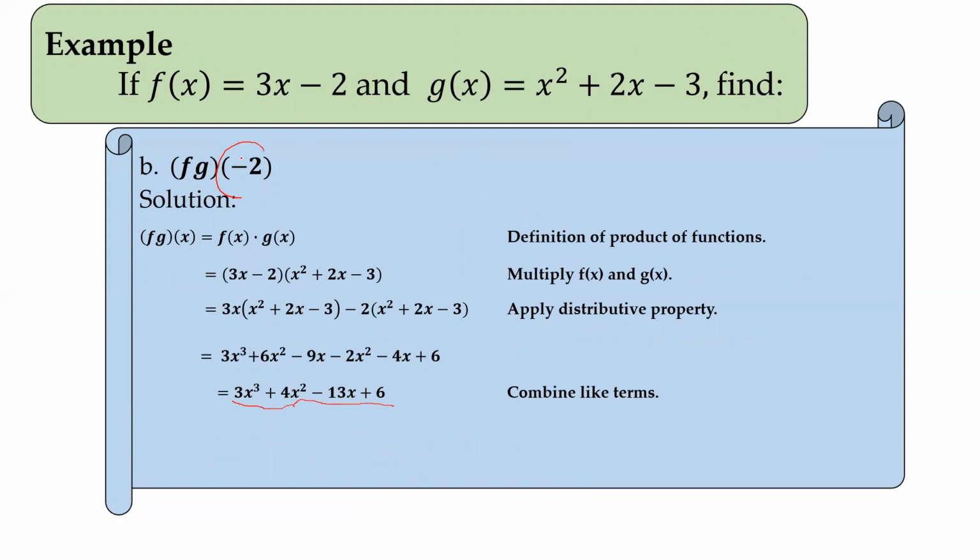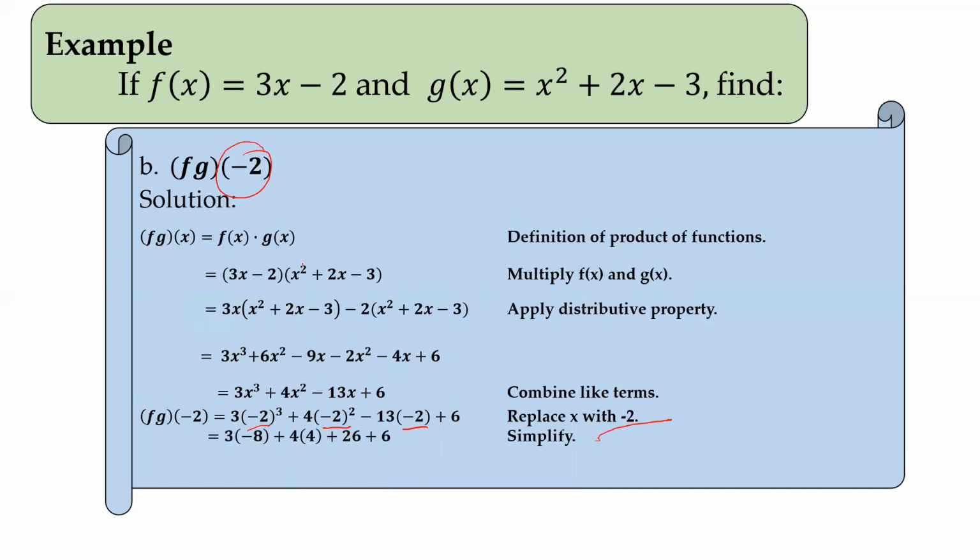So, sasubstitute lang natin si negative 2 sa lahat ng x dito. So, magiging, pati yung x dito, pinalitan na natin ng negative 2. And then, yung x dito, pinalitan natin ng negative 2. At saka yung x dito, pinalitan ng negative 2. Now, since we've done with replacing all the x with negative 2, we will have to perform the operation or simplify.